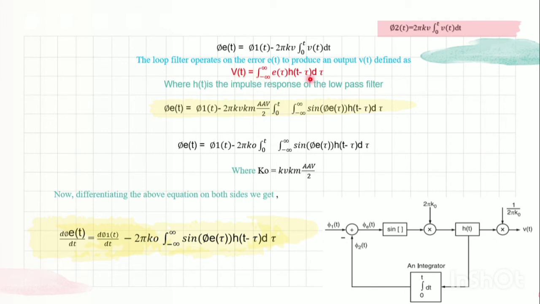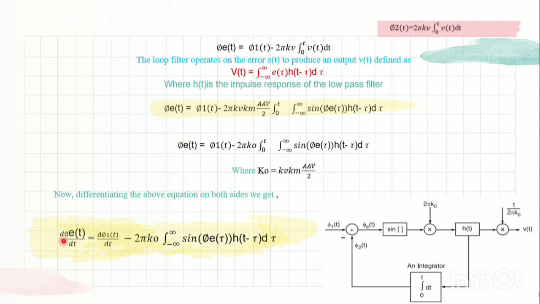Substituting this in our phi e of t, we get this equation, and here kV Km into A into AV by 2 is replaced as K0, where K0 is our loop gain parameter. Now, this equation, the phase error equation, is differentiated on both sides.